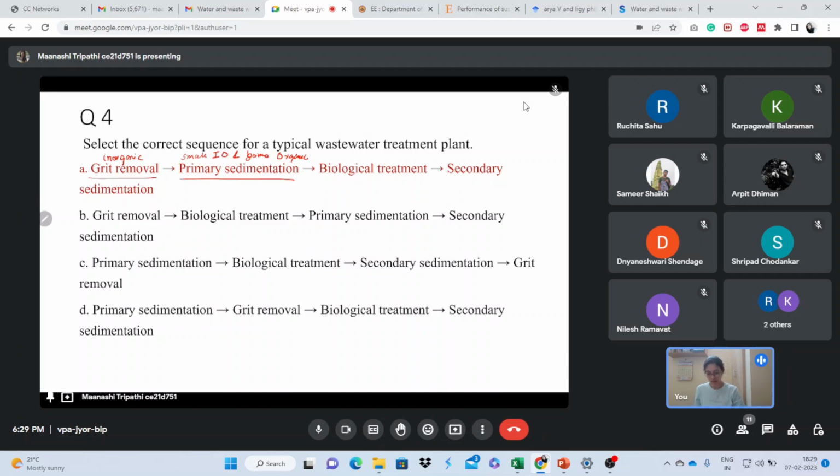Then comes biological treatment. In biological treatment, we use nature, meaning we use bacteria, algae, or any biological treatment that involves microorganisms, aerobic or anaerobic, to remove all the organic particles present in the water body. So we use biological methods to remove all the organic material. Here, what is the target? Organic material is the target.